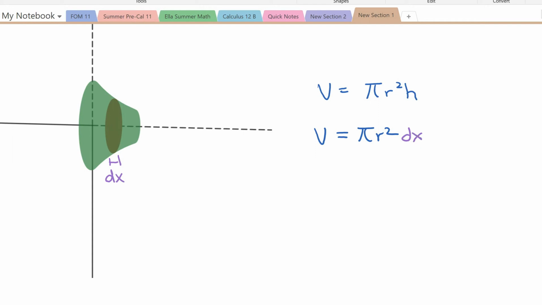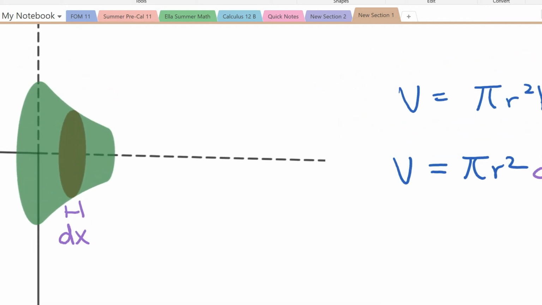Okay, after that, let's take a look at the disk a little bit closer here. I can definitely see that this part right here in red, that is my radius. That's my radius of my sideways cylinder, which is a disk in this case. And ask yourself, what is this particular height here? Well, this is just a vertical distance of y.